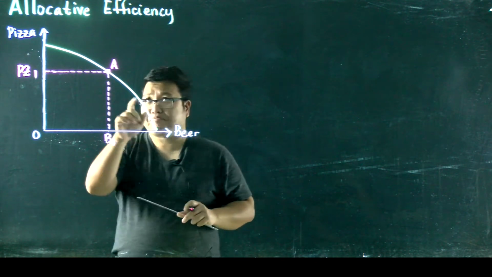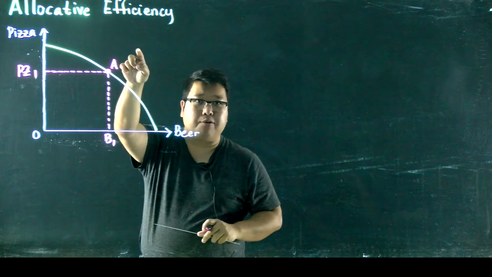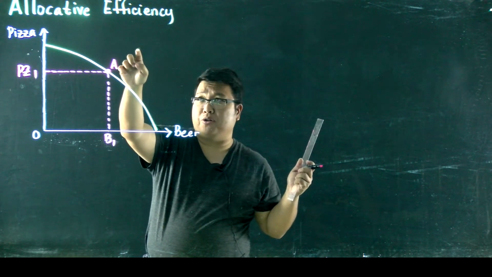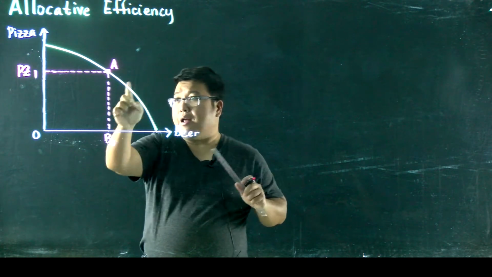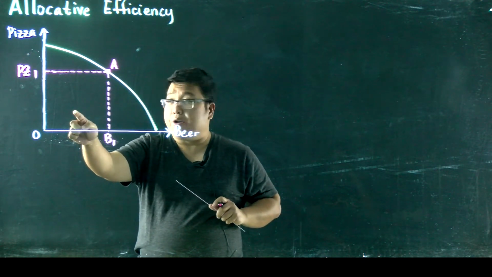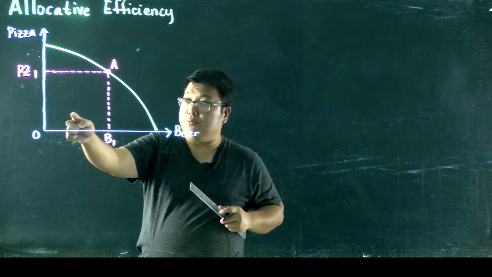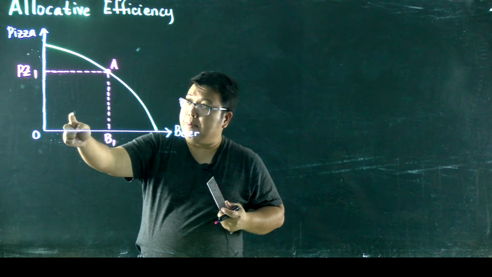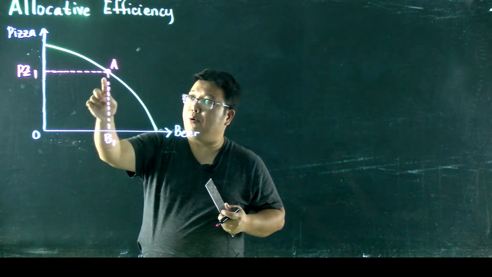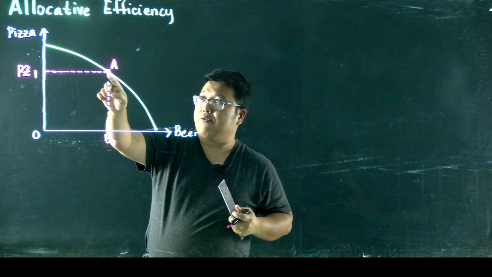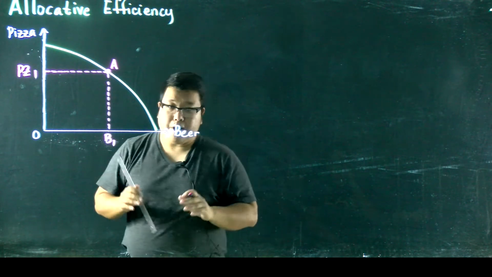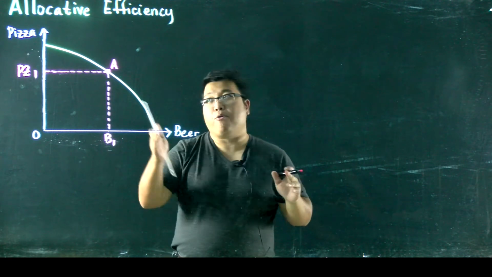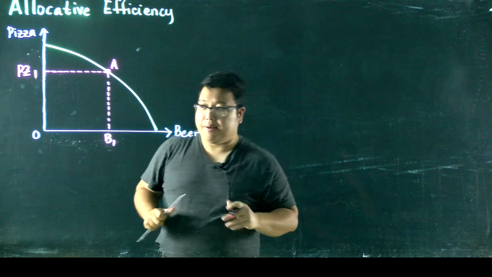Now we know that if we have a point outside the frontier, it's not feasible because there's no way for the economy to achieve production at this point right here. The economy can produce amounts of goods below the frontier, for example here, but this is not efficient. So the efficient point is at the curve itself, for instance, point A. Next, I'm going to sketch the marginal cost and marginal value for producing these commodities, pizza and beer.